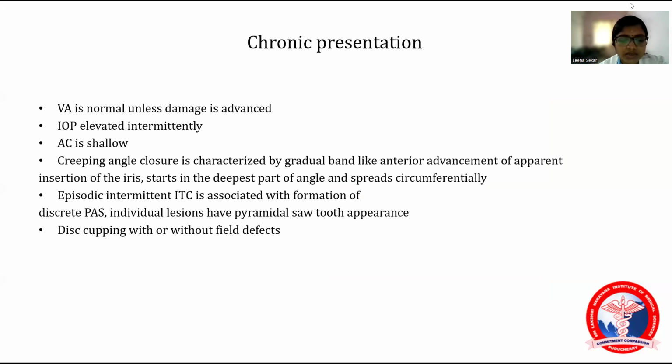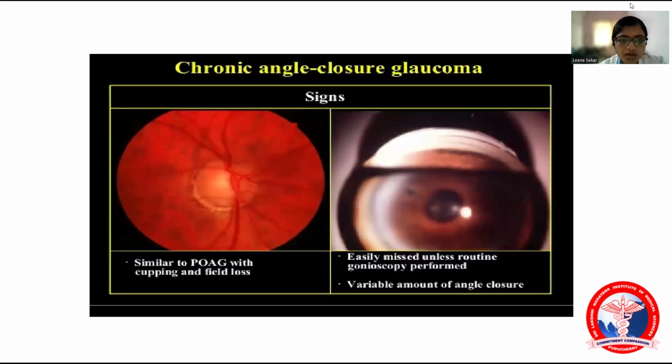Creeping angle closure is characterized by gradual band-like anterior advancement of an apparent insertion of the iris, which starts in the deepest part of the angle and spreads circumferentially. Episodically, intermittent iridotrabecular contact is associated with the formation of discrete PAS. Individual lesions have pyramidal sawtooth appearance, disc cupping with or without visual field defects. The signs of chronic angle closure glaucoma are similar to POAG, with cupping and visual field loss, and they are easily missed unless we perform gonioscopy, and there will be variable amount of angle closure only.